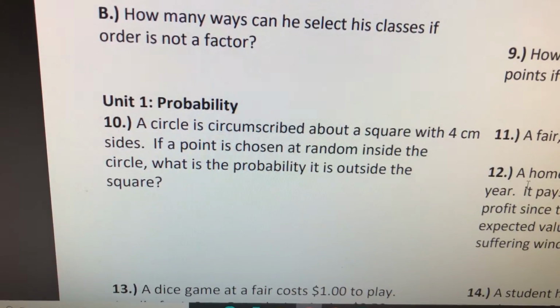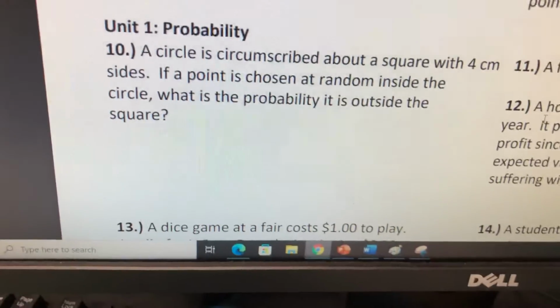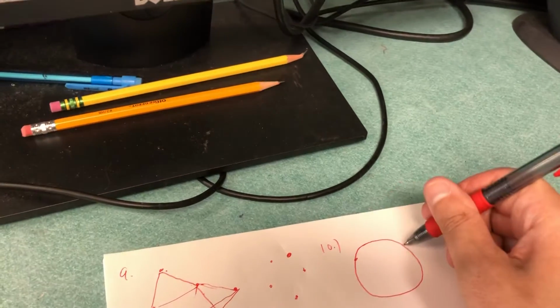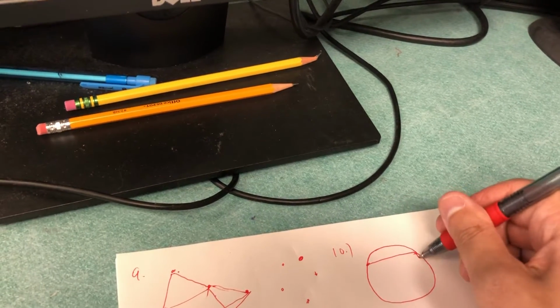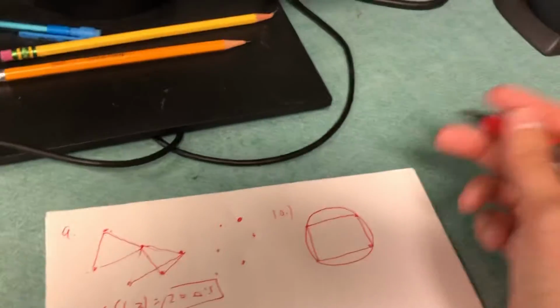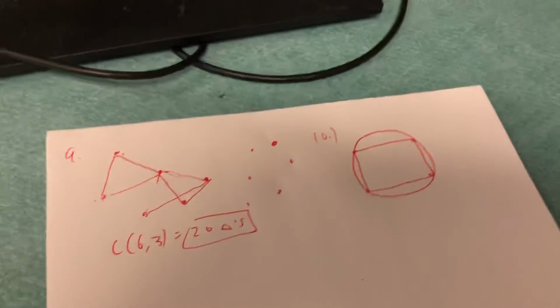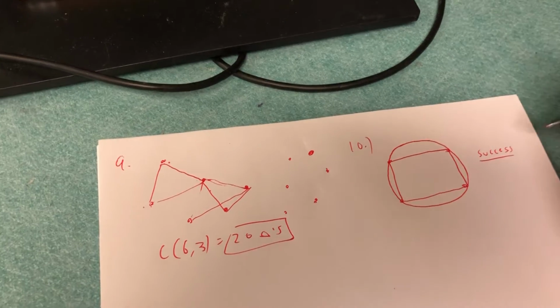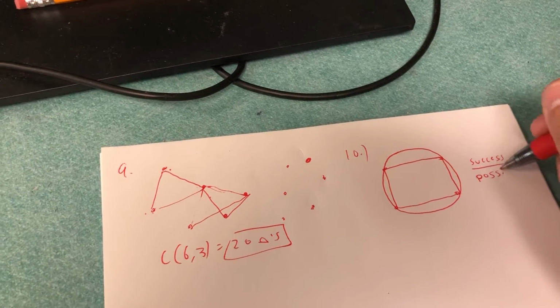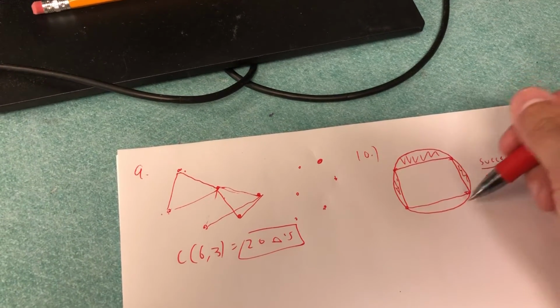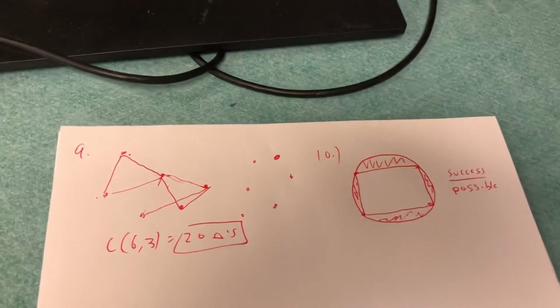Okay, so the circle is circumscribed about the square. So the circle is going to be on the outside. The square is going to be on the inside, using our geometry terminology here. We've got something that looks kind of like that. All right, so we want the probability that we pick a point inside the circle. So remember, probability of success out of total possible. So area of success out of total possible. So we want the probability that we get something in this shaded region, okay?